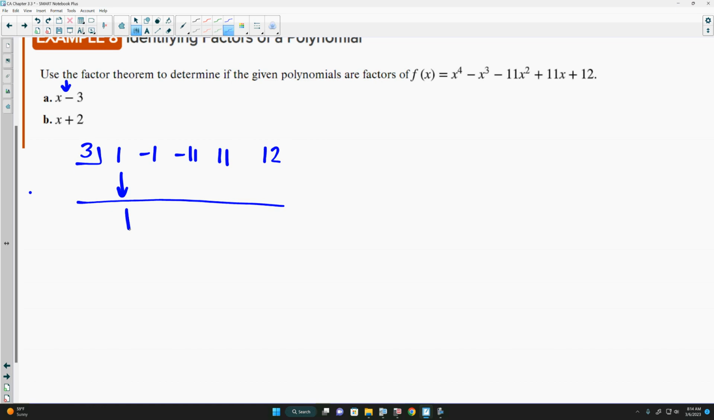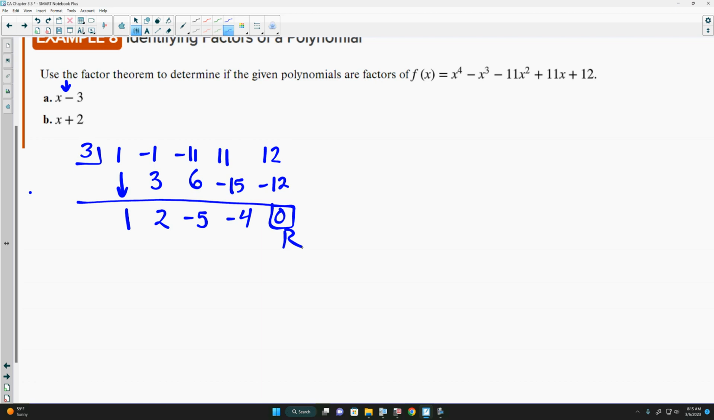Drop the 1. 3 times 1 is 3. Negative 1 plus 3 is 2. 3 times 2 is 6. Negative 11 plus 6 is negative 5. 3 times negative 5 is negative 15. 11 plus negative 15 is negative 4. 3 times negative 4 is negative 12.